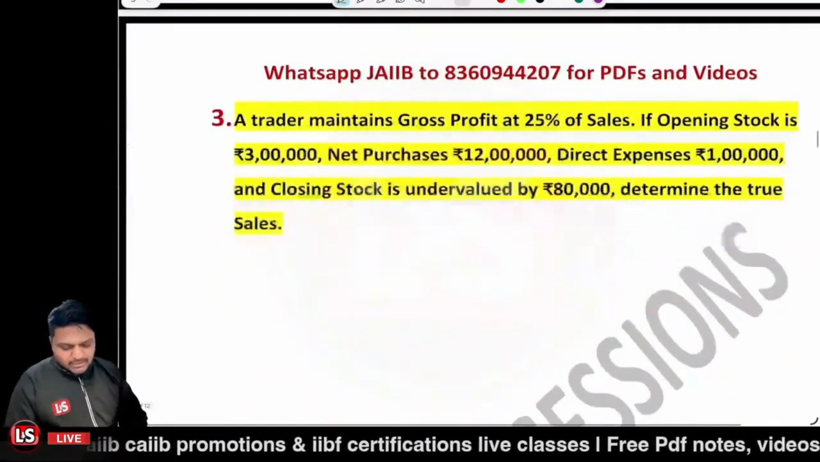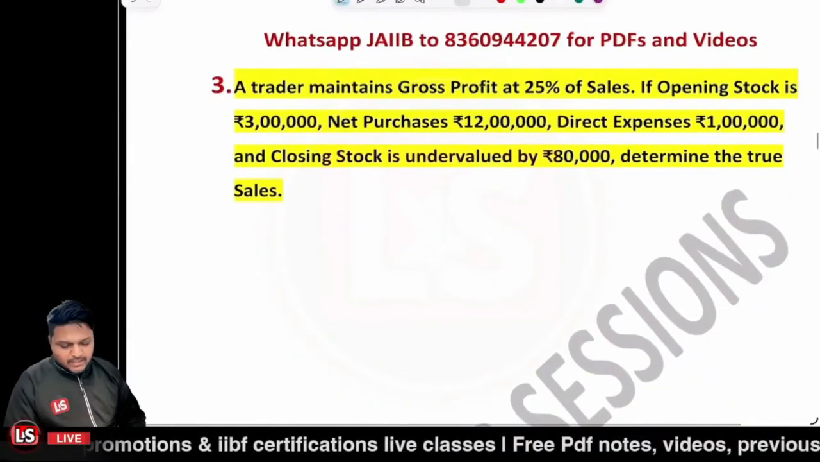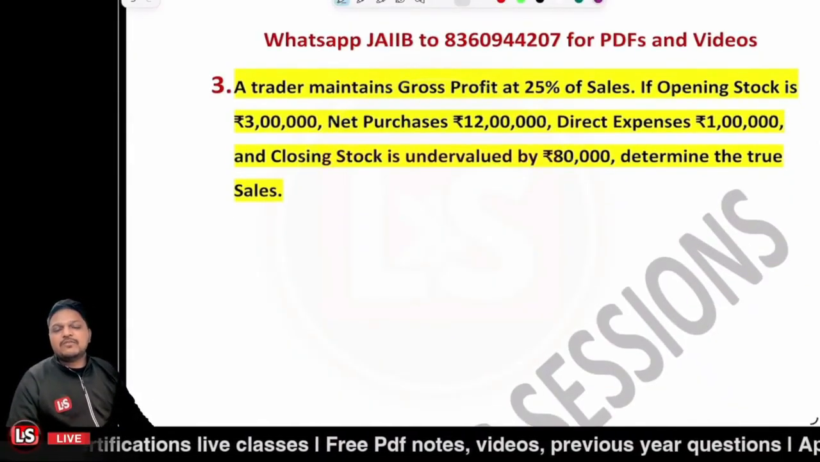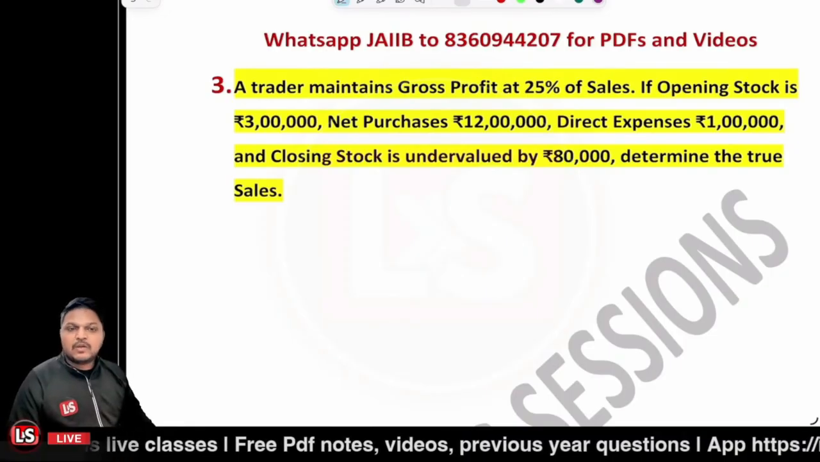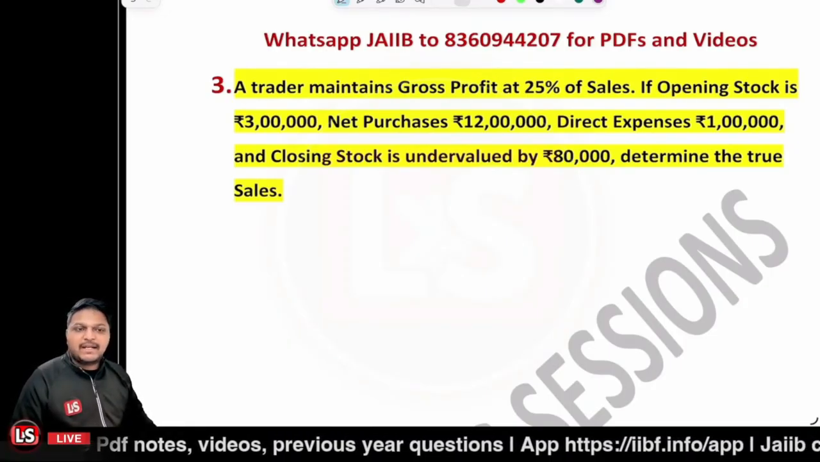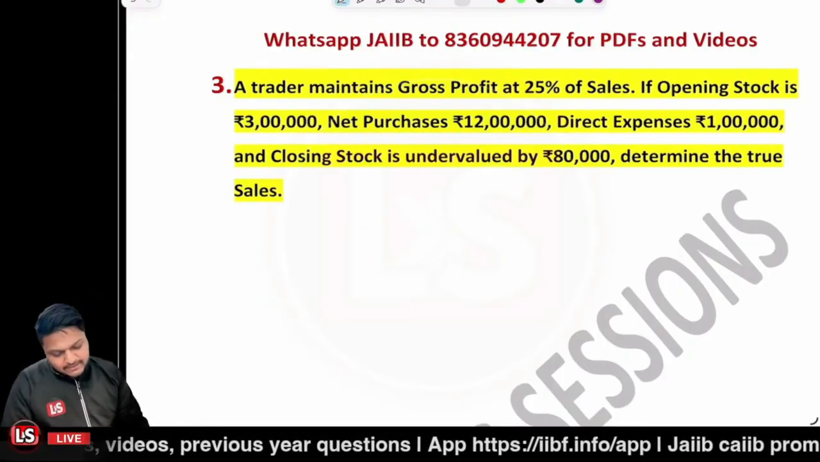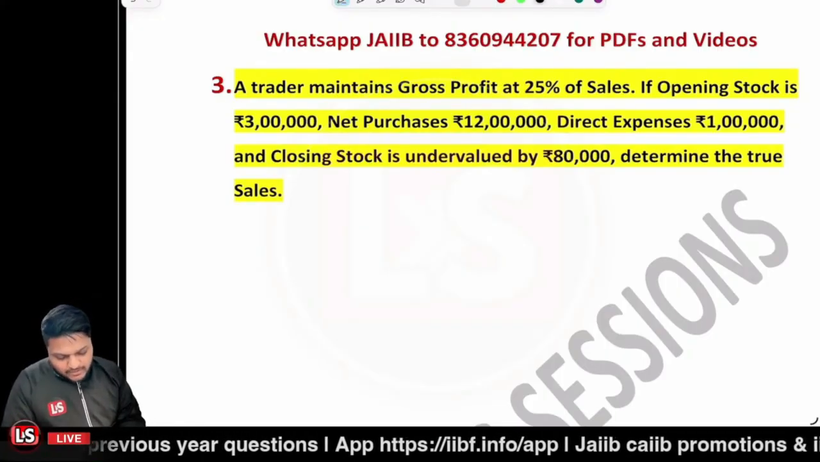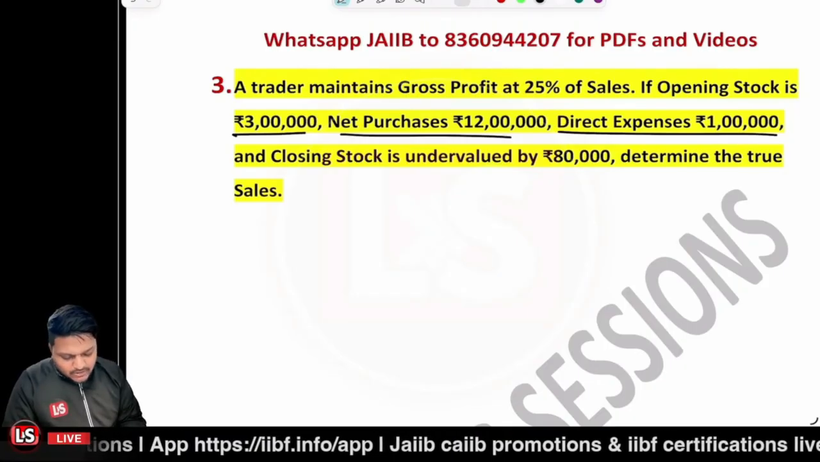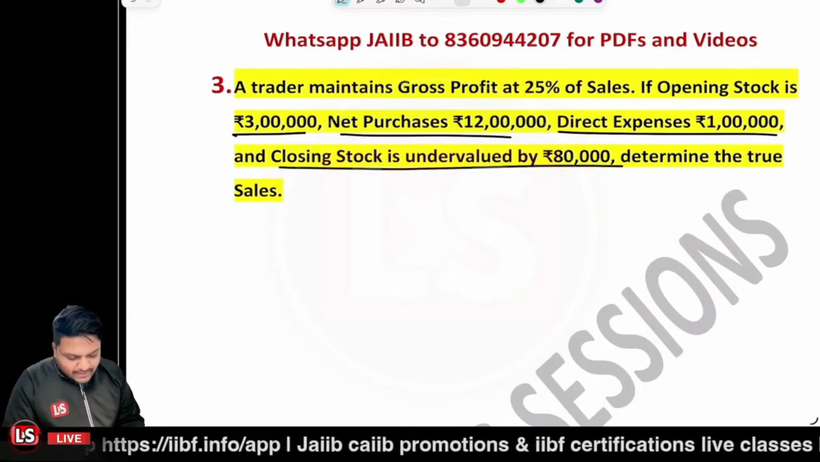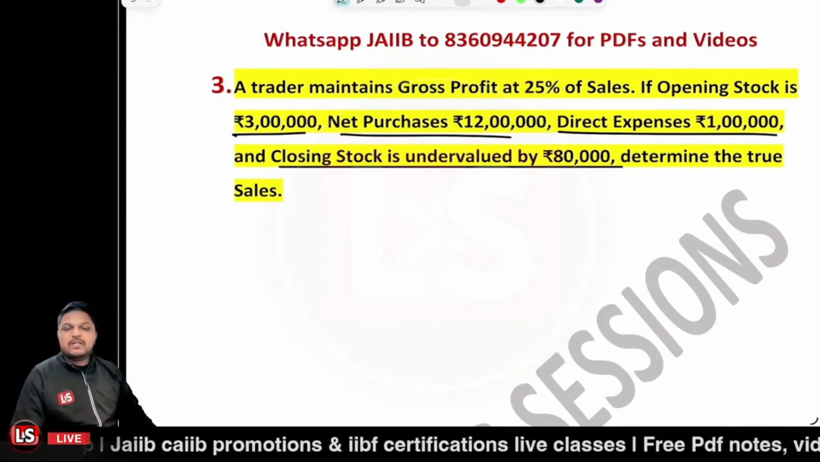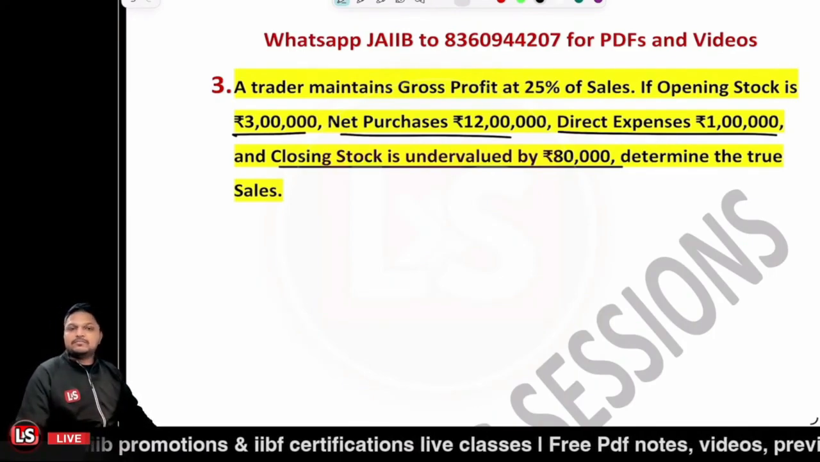Okay. Now let's jump to the third question. A trader maintains gross profit at 25% of the sales. If opening stock is 3 lakh, net purchases is given, direct expenses is given, and closing stock is undervalued by 80,000, determine the true sales. We are to calculate the true sales.